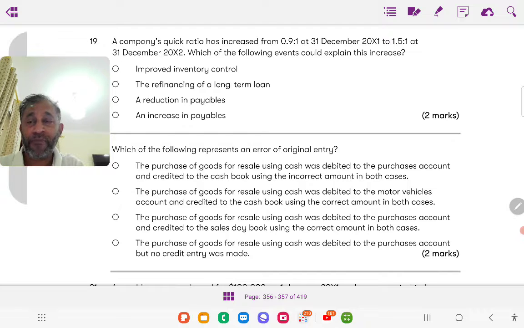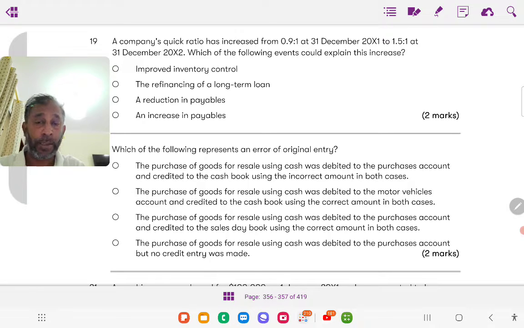Improved inventory control. If the inventory control is improved, the amount of inventory probably reduced. But the quick ratio equation is current assets minus inventory divided by current liabilities. So inventory has nothing to do with quick ratio, so that will not be an answer. Refinancing of a long-term loan. The long-term loan will not be part of the calculation for quick ratio, so that is not an answer.